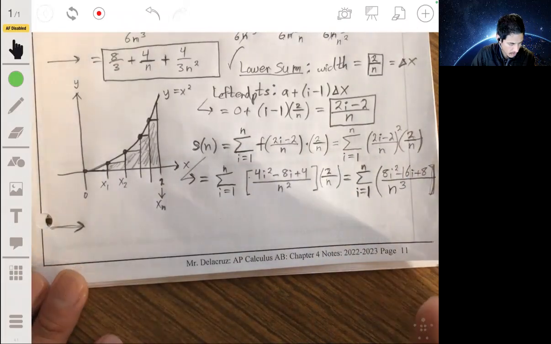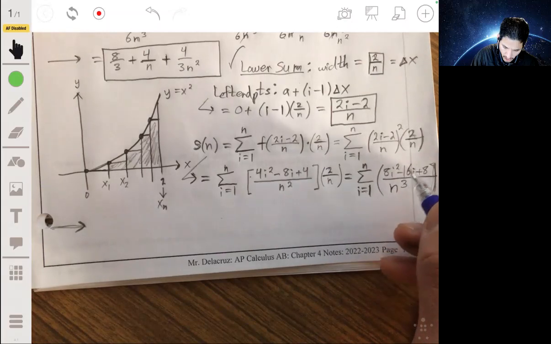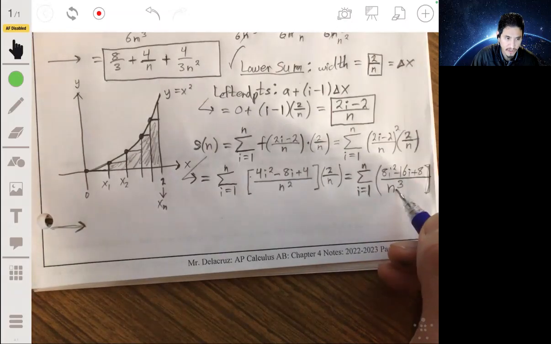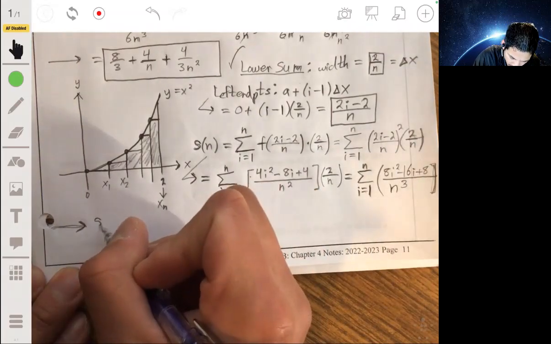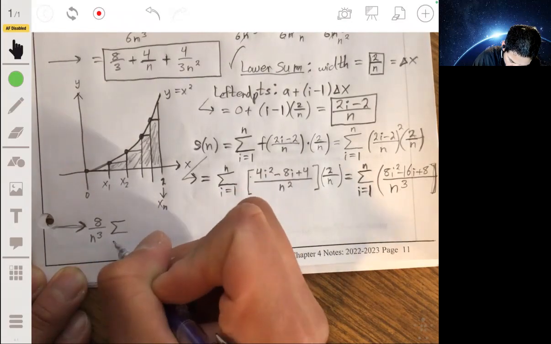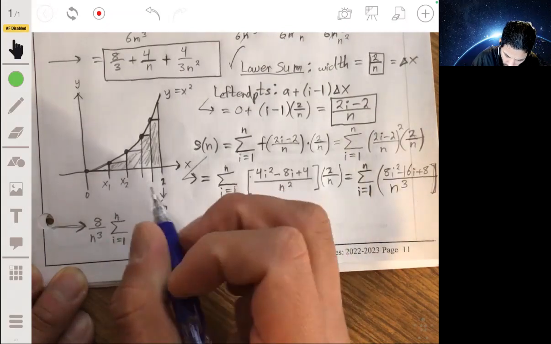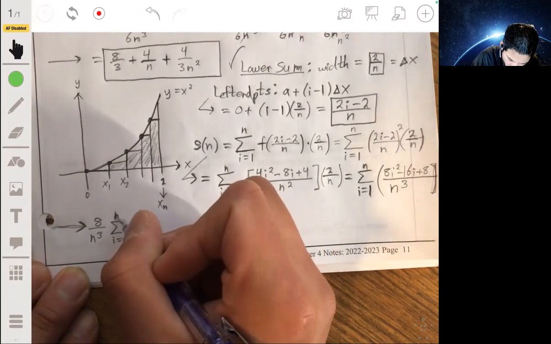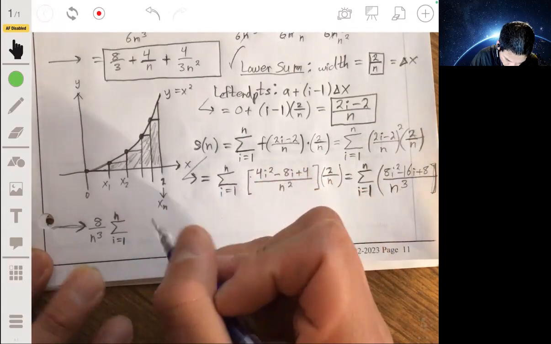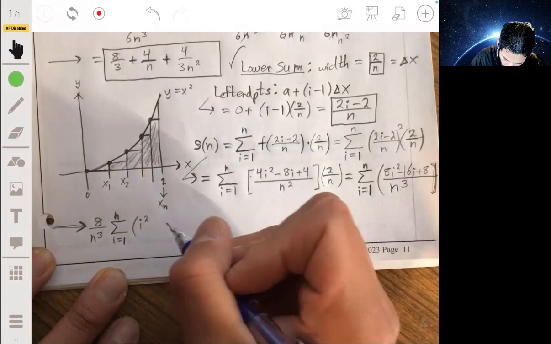And then let's see if I can do one more line. Okay, so here we can factor out an 8 from each of these and an n cubed from the denominator. So this will be 8 over n cubed times the sum from i equals 1 to n of i squared minus 2i plus 1.